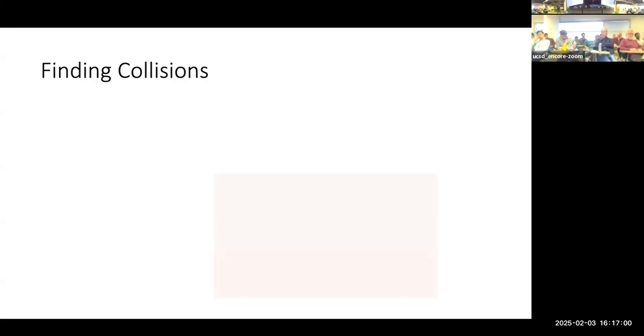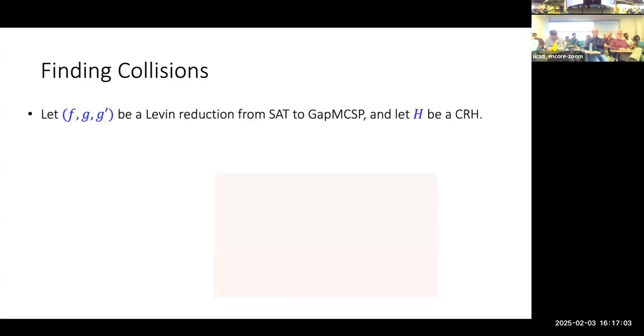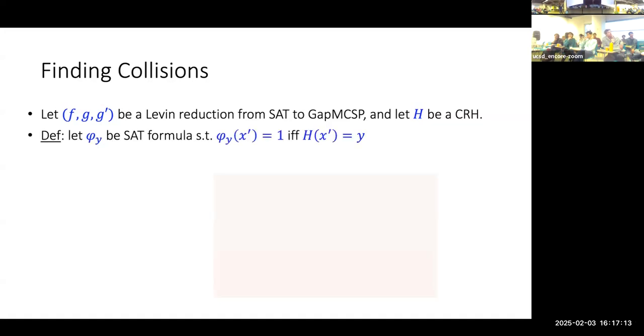Okay, so we want to find a collision. So we start with a Levin reduction and a CRH, a collision-resistant hash function. We want to use the Levin reduction in order to break the CRH. And the first thing we are going to do is to define a SAT formula. So for every string y in the image of the CRH, we define phi_y, which is a SAT formula that is satisfiable on a string x prime if and only if H of x prime is equal to y. So this formula basically simulates the efficient function H, and then checks if the output of the hash function is equal to y.